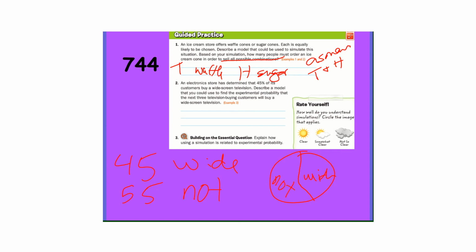And then they're talking about the next 3 buyers. So whatever it is that you pick, that's 45% and 55%, you would say you would have to do that experiment 3 more times.